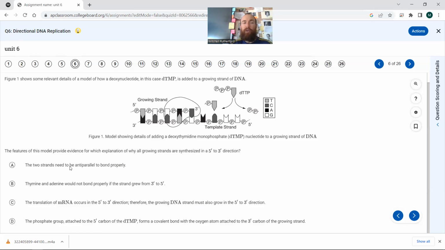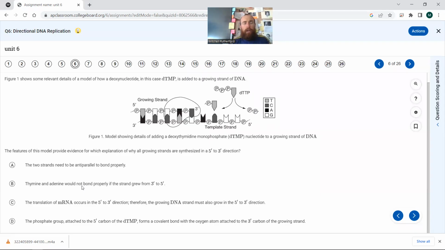A is just kind of too simplistic, I guess. I like A, I can understand why we would put that, but you know, the B, thymine and adenine, that's not really what's going on here. Those hydrogen bonds in the middle, those are just weak hydrogen bonds, that's just magnetism.